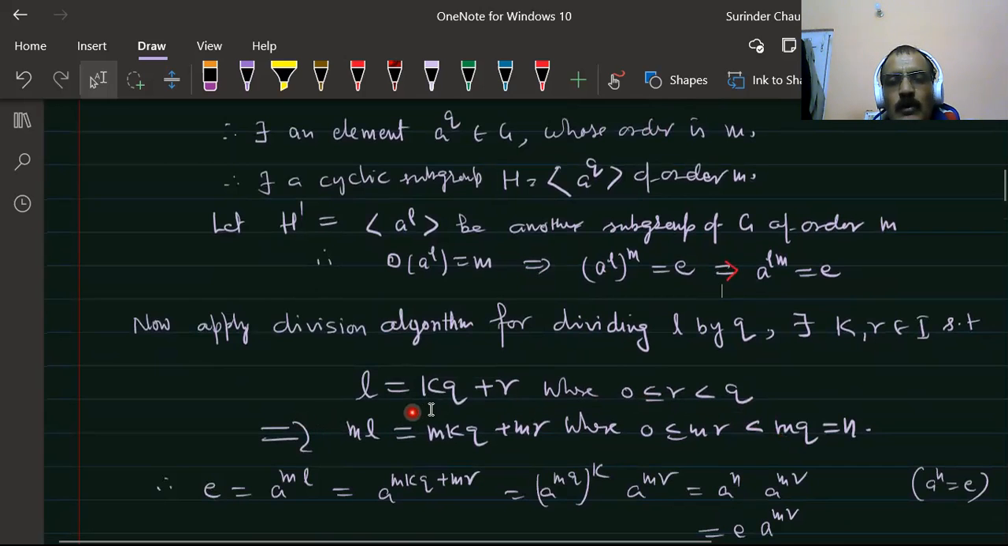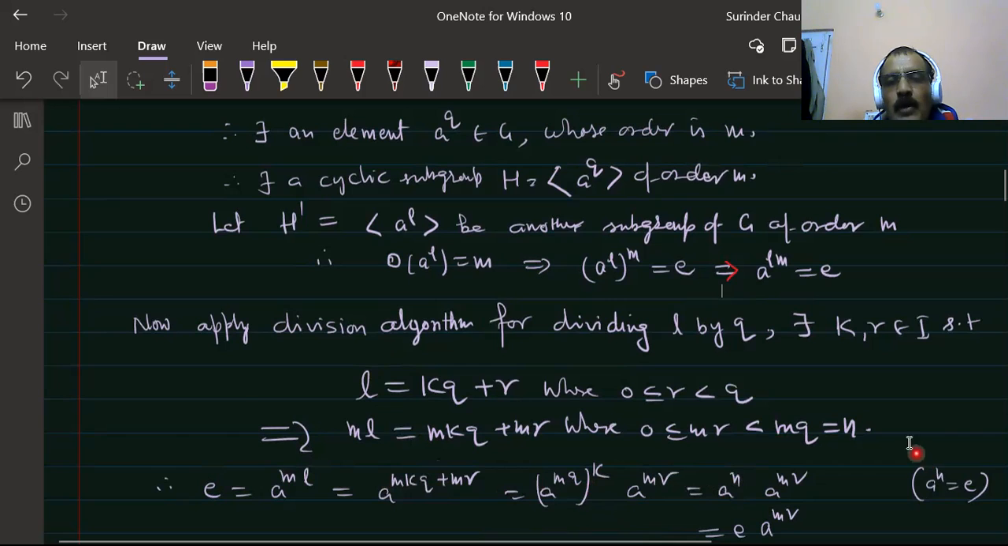Now multiply both sides of this equation by m. So 0 is less than mR is less than mQ is equal to n. So mR comes out to be less than n. From this, e is equal to a^(Lm). Substitute the value of Lm here. Lm is equal to mQK plus mR, and separate the powers. This is the same, separate powers: a^(mQK) times a^(mR).